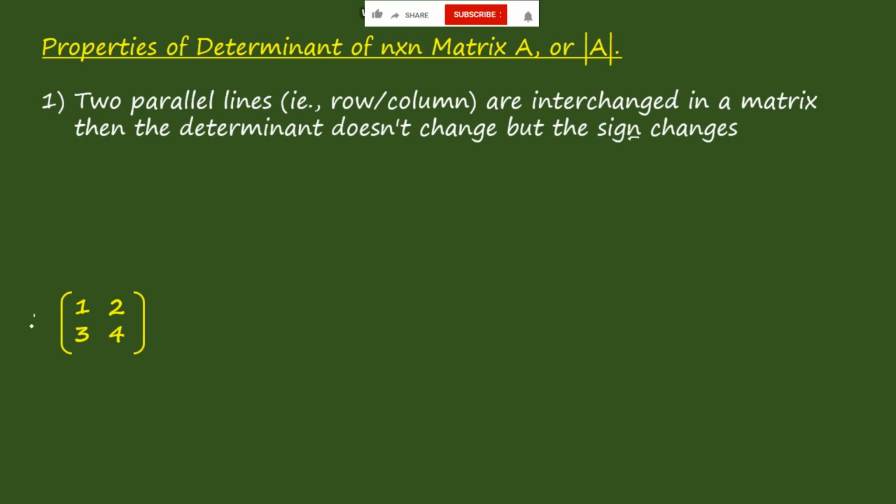Consider this one as an A matrix. Then we will be finding the determinant of A. It is a 2 cross 2 matrix, yes or no? So the determinant is equal to 1 into 4 minus 2 into 3, which is equal to minus 2. Right?